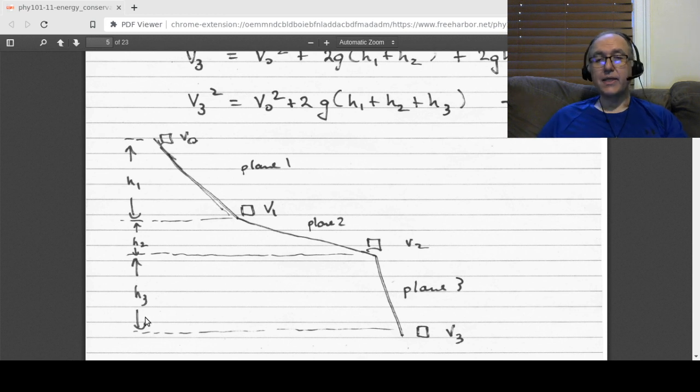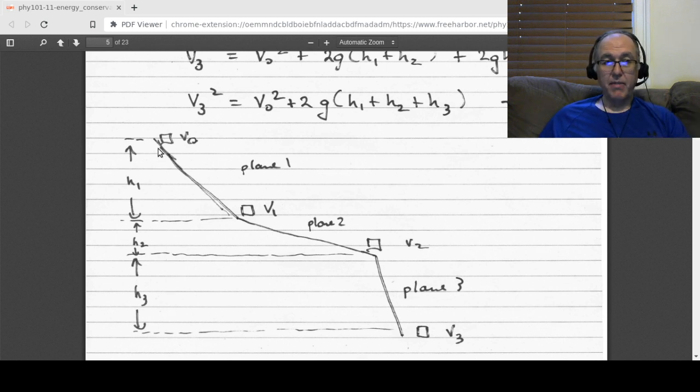All right, what is interesting about this is that the details of the path in between are totally falling out. Nowhere in here do you see theta 1, theta 2, theta 3. They're gone. Nowhere do you see d1, d2, d3. They're gone. Nowhere do you see v1 or v2. They also fell out. All you need is the initial velocity and the vertical drop, and that's it.